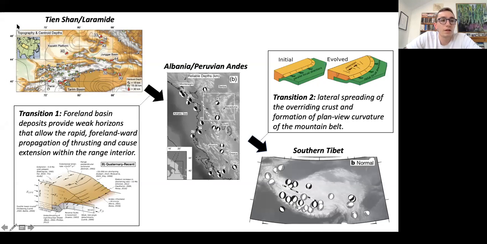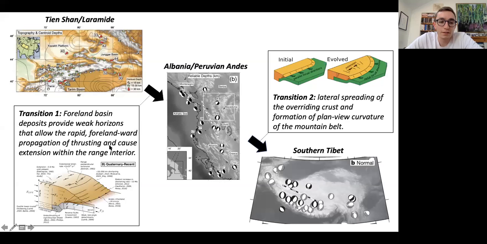And early stage mountain ranges might look something like the Tian Shan or the Laramide might have looked like, where we had steep reverse faults along the margins of the mountain belt and active shortening within its interior. And that's when the horizontal forces acting through the foreland, in this case through the Tarim Basin and the Kazakh platform, are large enough to overcome the buoyancy forces generated by the thick crust within the mountain range.